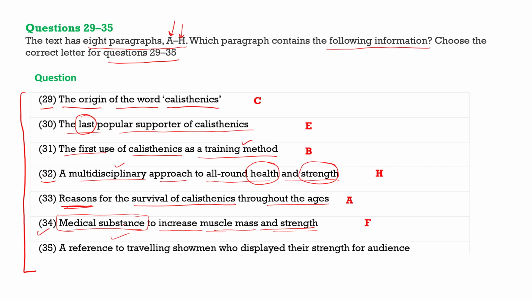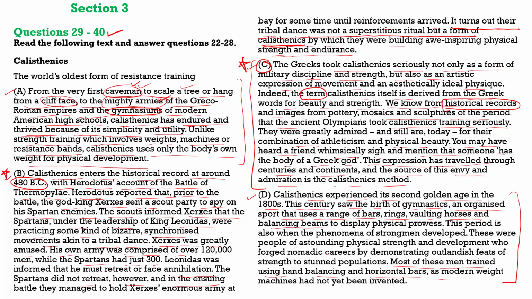Alright. Now moving to our last question. A reference to traveling showmen who displayed their strength for an audience. Where is it mentioned that there were certain showmen who displayed their strength for an audience? Let us find out. Paragraph A is talking about the traveling of the term. Paragraph B is talking about the first use of calisthenics. Paragraph C is the origin of calisthenics. Paragraph D: calisthenics experienced its second golden age in the 1800s. Then it talks about the different equipment used, right? Afterwards, this period is also when the phenomenon of strong men developed, right? We have found one keyword, but we need to read the entire paragraph to check whether the information we are looking for is there or not.